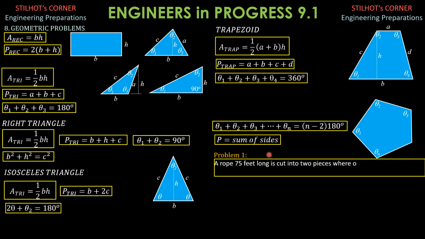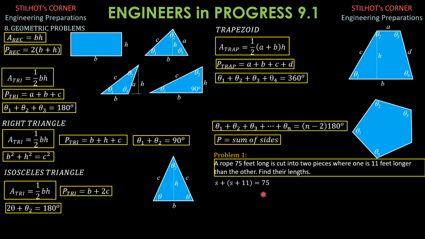A rope 75 feet long is cut into two pieces where one is 11 feet longer than the other. Find their lengths. If we call the shorter part of the rope S, then the other part would be S plus 11, because the other piece is 11 feet longer than the other. So S plus quantity S plus 11 equals 75.